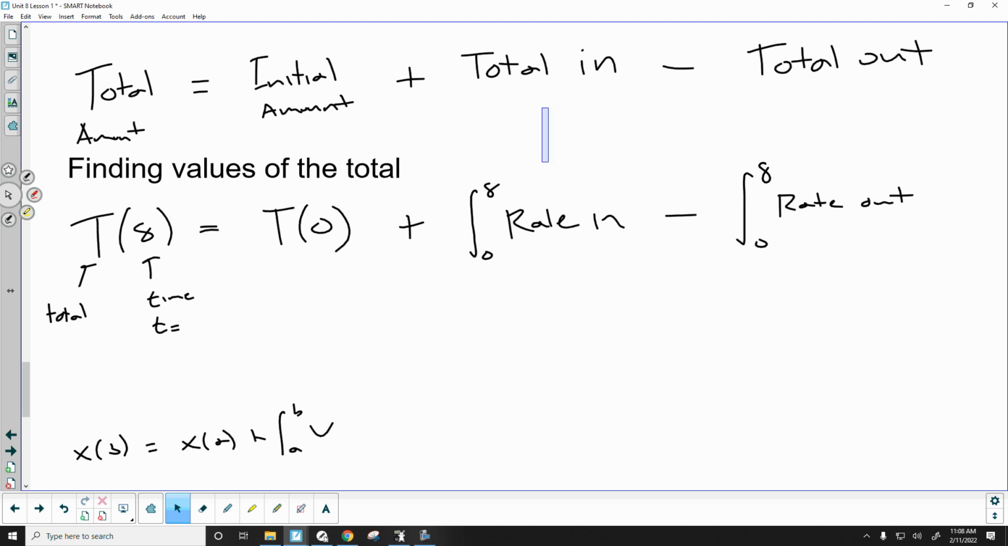Total in, accumulate the rate in. Rate in being a derivative, being a velocity. Accumulate velocities, change in total. Total out, accumulate your rate out. So you're given a velocity.